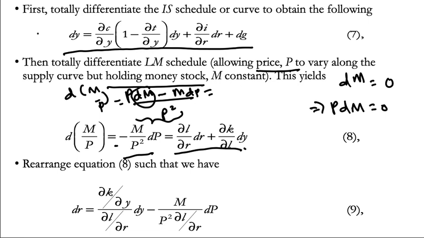Okay, next we need to rearrange equation 8 so that we can get something like 9. So rearrange equation 8 such that you put dr on the left hand side and the rest of the variables on the right hand side. Can you see that in expression 9?